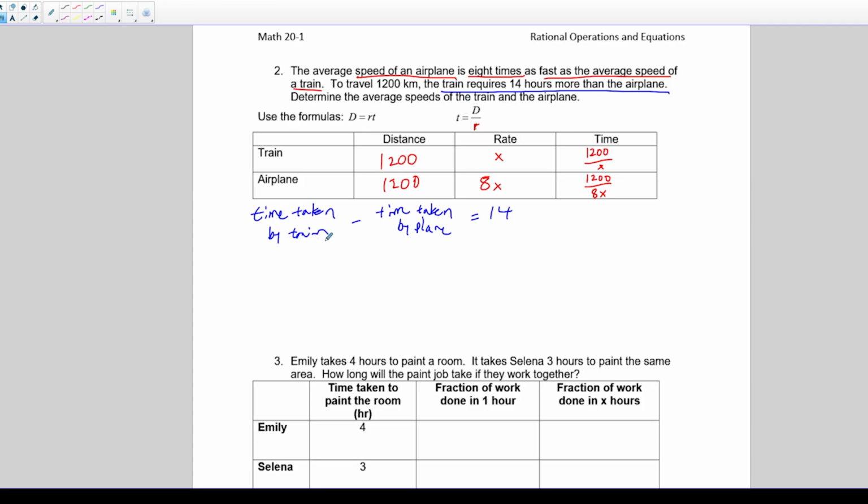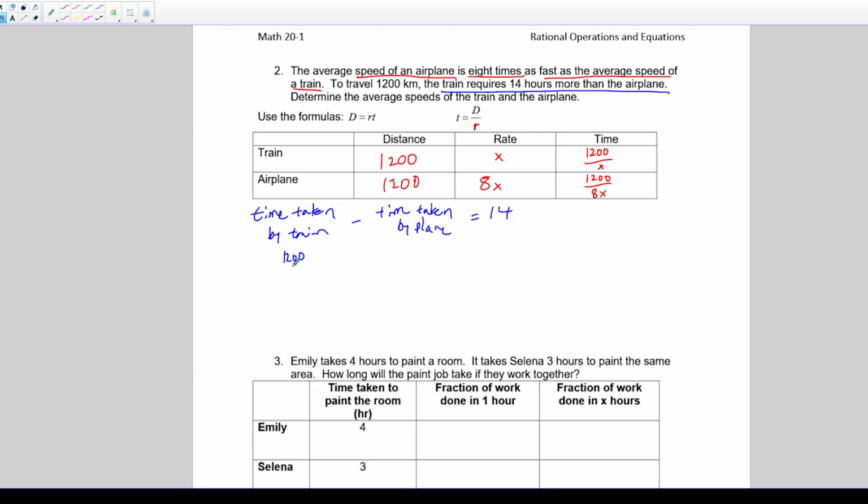So whatever time you take with the train, we're going to subtract the time taken by the plane. That's going to equal 14. Now, some of you might come up with different formulas. You could have the time taken by the train equal to 14 plus the time taken by the plane. That could also work as well. It really depends on how you want to set it up. As long as you have some variation of this type of information, we're going to be fine. So let's go ahead and solve this.